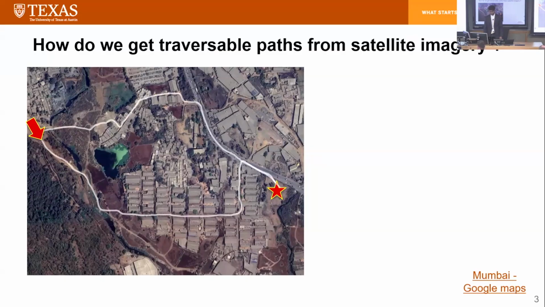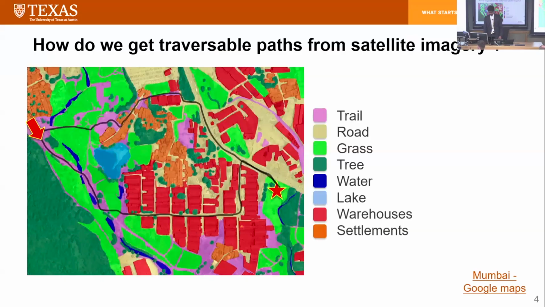So what makes these global paths viable? Looking into the semantics, these global paths are mostly through trails, roads, and grass, and they try to avoid trees, water, lakes, warehouses, and settlements. As humans, we had a preference to go through trails, roads, sometimes through grass, and avoid the others. To heed these preferences, we need a very good implicit or explicit understanding of the different semantic classes.